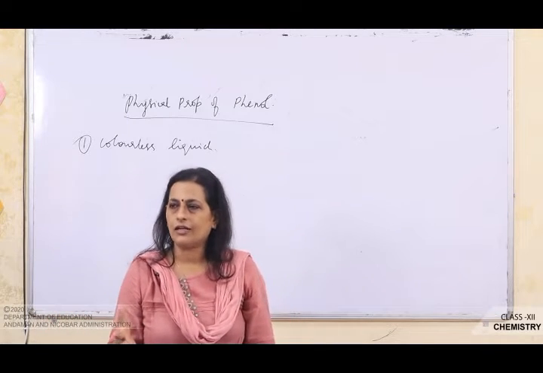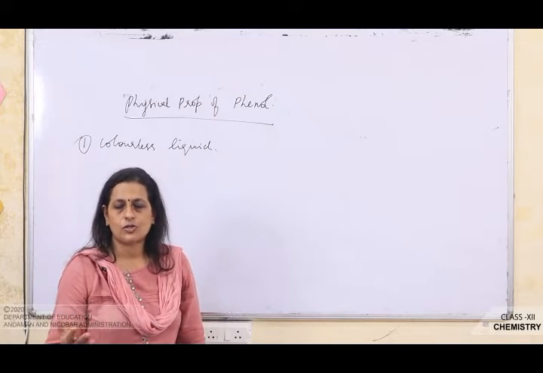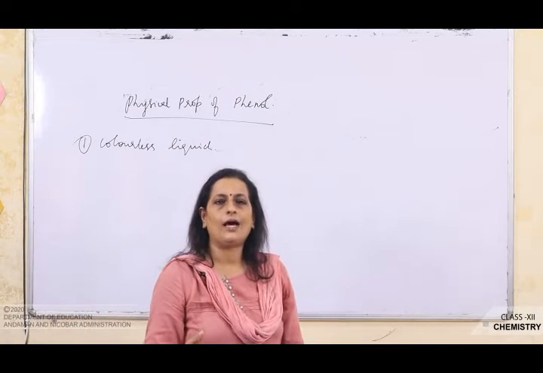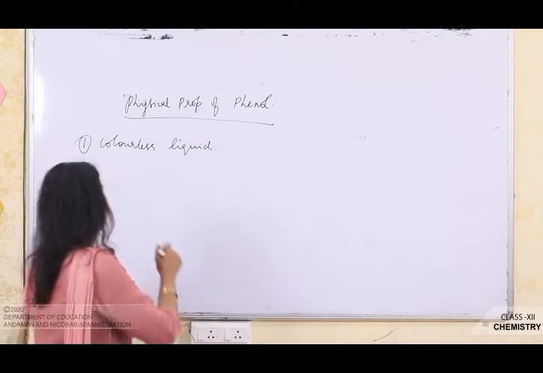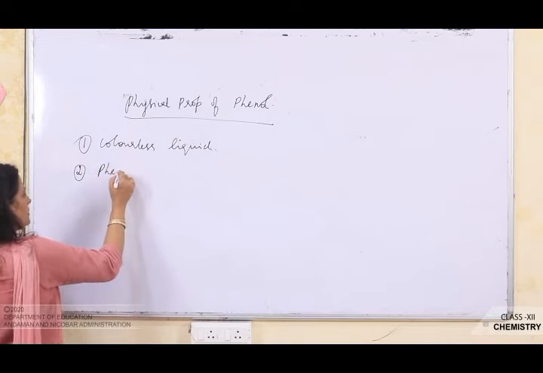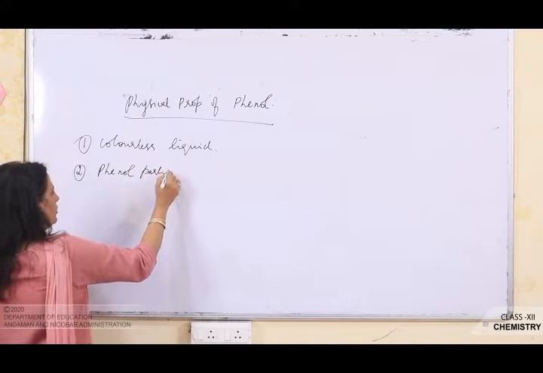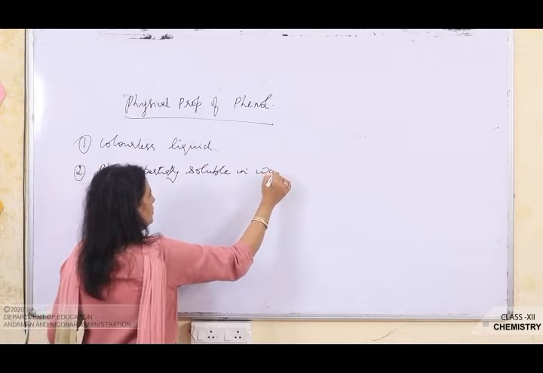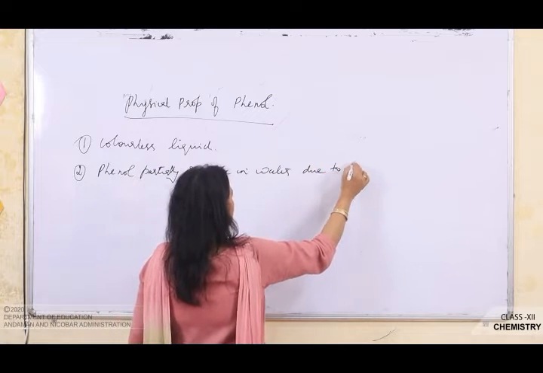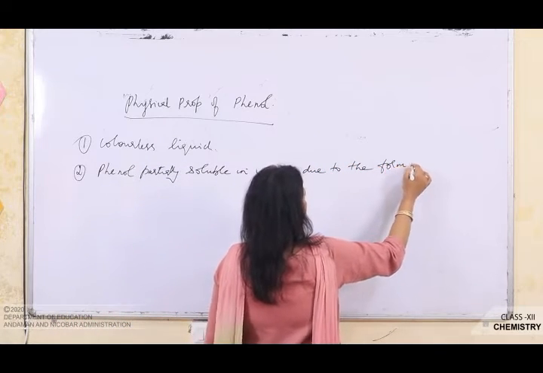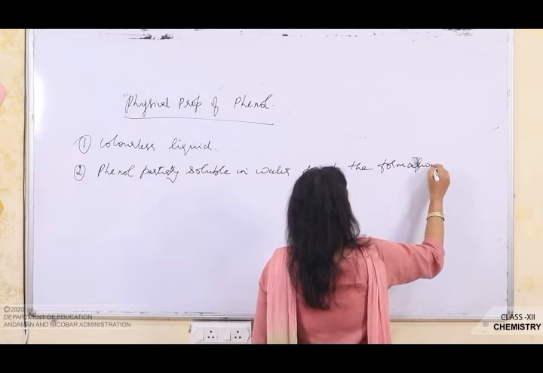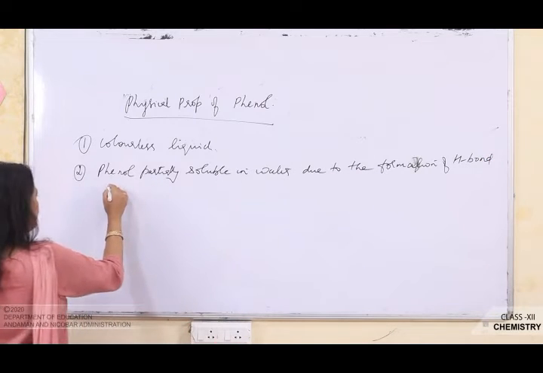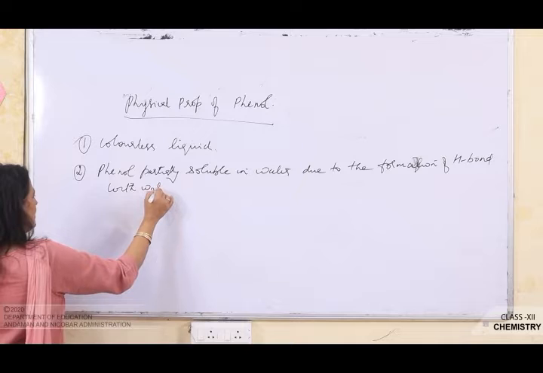That is, it is converted to quinone. Actually, phenol is a colorless liquid, but when exposed to air or sunlight, it gets oxidized to quinone, and that is the reason why it is brown in color. Then number 2, phenol is partially soluble in water due to the formation of hydrogen bonds with water. So, they are also able to form hydrogen bonds with water. So, it is partially soluble.